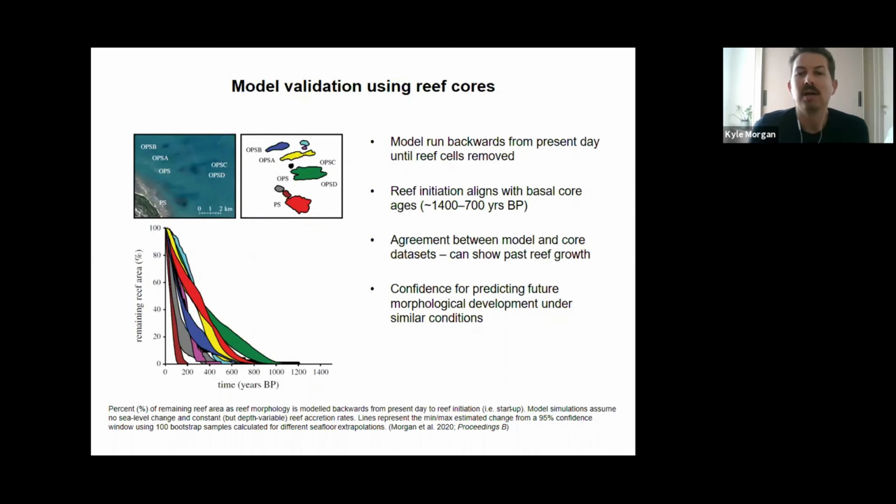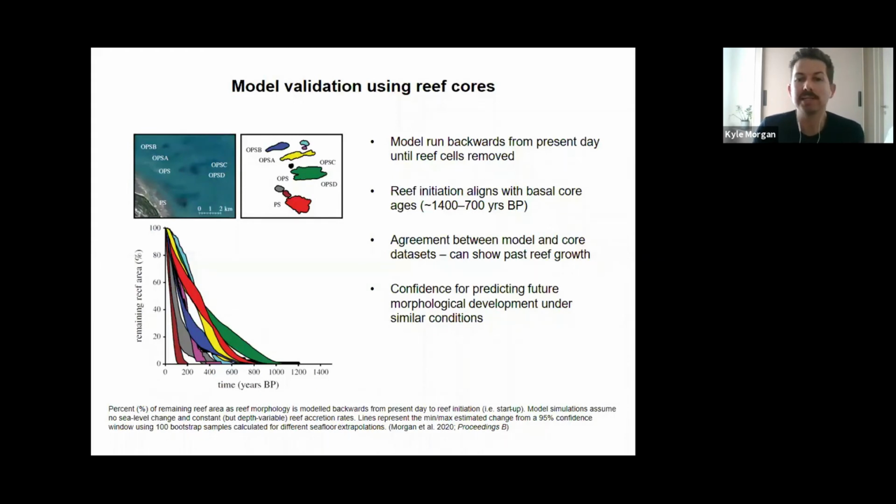eventually hitting zero. What we saw is that most of the reefs initiated between around 1400 to 700 years before present. These aligned really closely with the basal ages of the cores that we collected from these locations. So it was in very good agreement between the modeled and the core data set that we can use core rates to grow reefs back through time, because what they represent is the net result, or the net product, of reef growth. They incorporate all the carbonate production, all the carbonate erosion, and sediment inputs, all into a nice tight cell that we know occurred. So we don't need to model those things individually. We can look at past rates of reef growth to apply to these models.